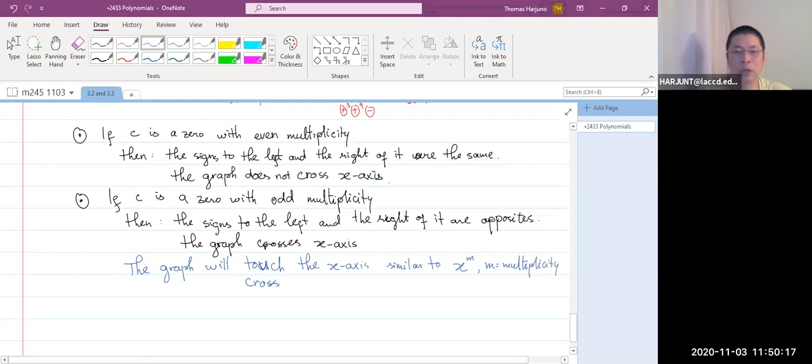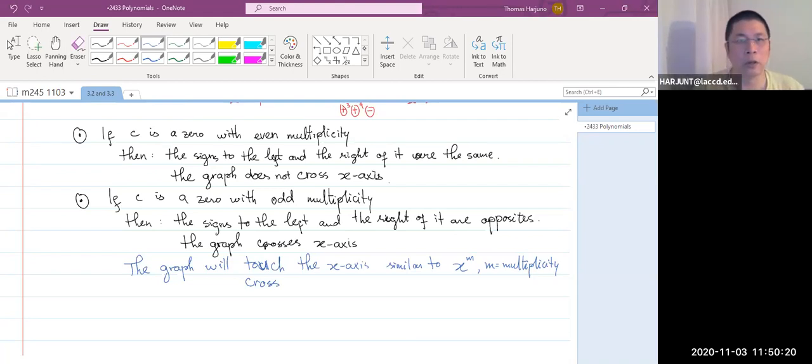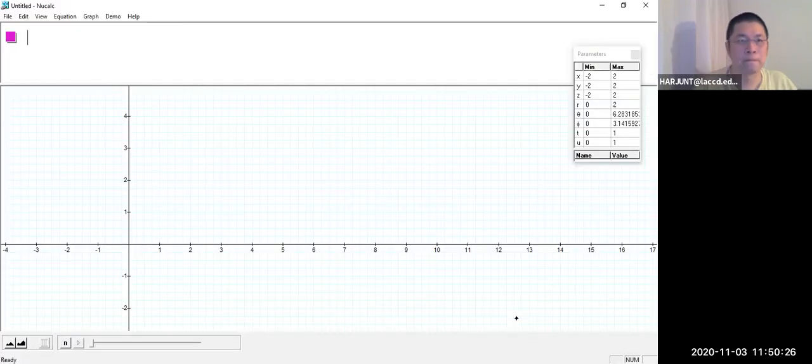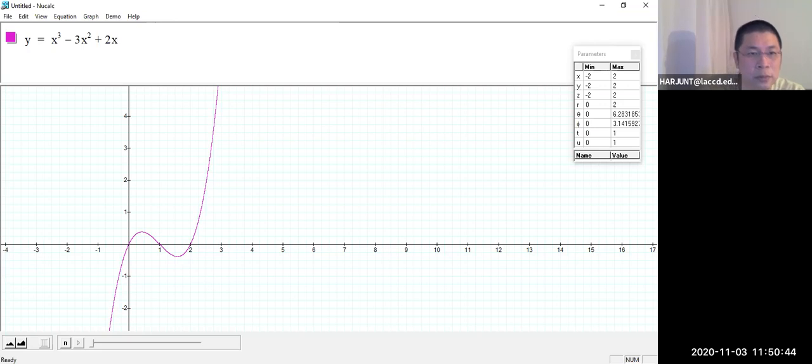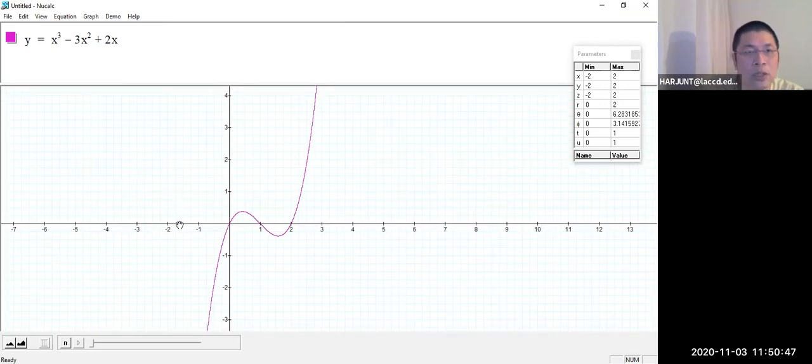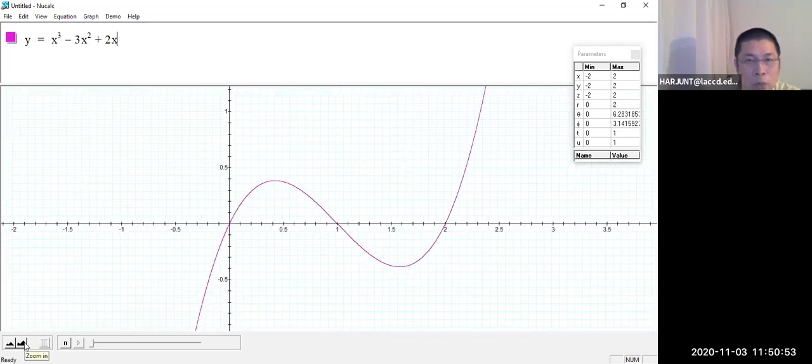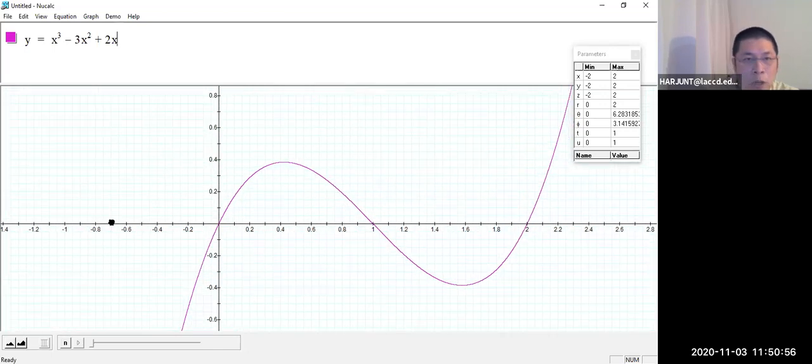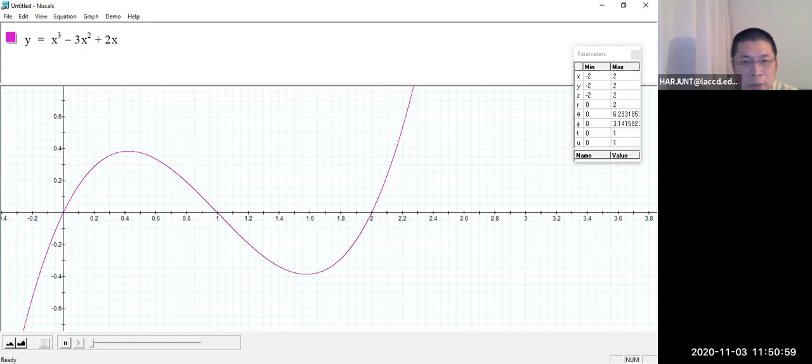Now let me ask you to take a look at the following, the graph that I had earlier. That's y equals x cubed minus 3x squared plus 2x. Now notice that the zeros are 0, 1, and 2, right? Let me screenshot this. Give me a second.